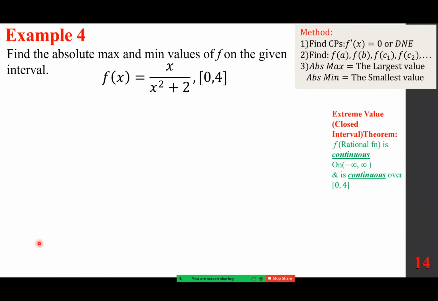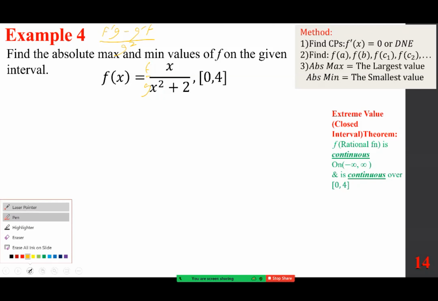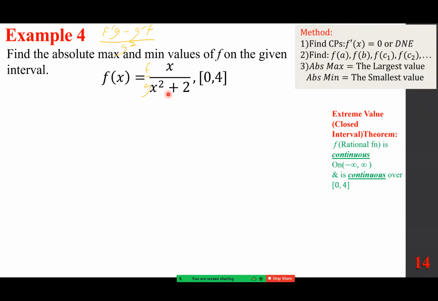Let's find the derivative using the quotient rule. If we call this f, if we call this g, we are going to use f prime g minus g prime f over g squared. The top gives you 1 times the bottom, minus, but the bottom gives you 2x times the top, which is x. And just write the bottom and square that.